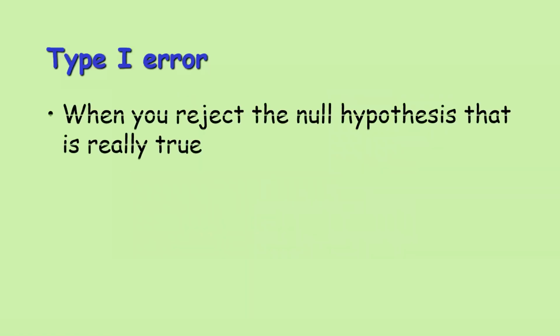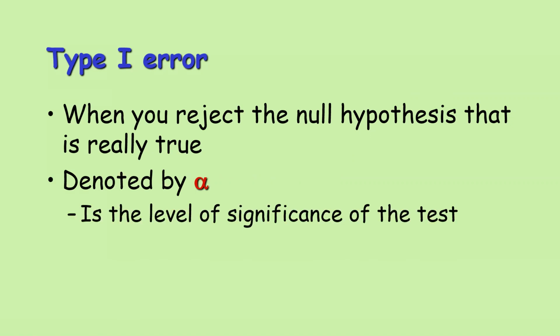Type 1 error is when you reject the null that is really true. It is denoted by alpha, and it is the level of significance of the test. So if you're doing a 90% hypothesis test, alpha is 0.10. If you're doing a 95% test, alpha is 0.05. If you're doing a 99% test, alpha is 0.01. And there is a visual of, again, the amount of error that you're measuring.